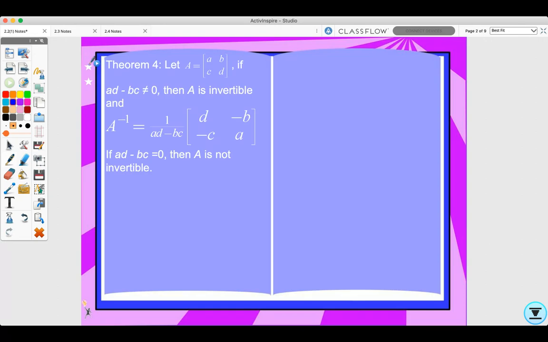Theorem 4. Let A be the following matrix. If AD minus BC does not equal 0, then A is invertible. So A inverse would equal 1 over AD minus BC times the matrix D, negative B, negative C, A. So what you do is you interchange these and this diagonal and take the negative of the other diagonal. If AD minus BC equals 0, then A is not invertible.